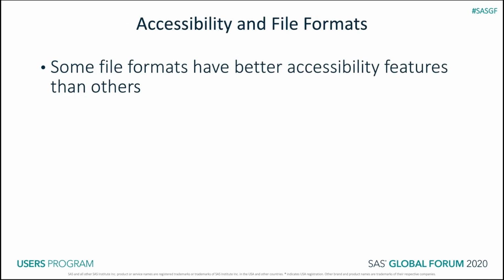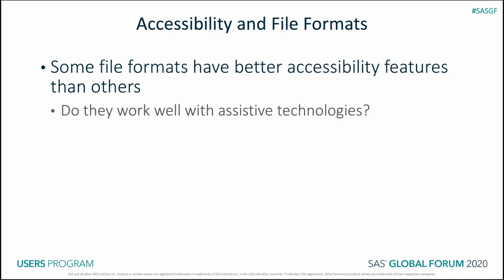So first, let's talk about accessibility in file formats. Some file formats have better accessibility features than others. One of the things you have to look at is how well does a particular file format work with assistive technologies like screen readers? Does a screen reader have the ability to read a Word document or a PDF document or a web page? How well do each of these different file formats work with assistive technologies?